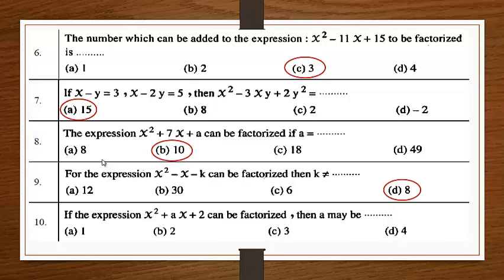For the expression x power 2 minus x minus k to be factorized, k doesn't equal 8, because 8 factorizes to 2 times 4 or 8 times 1, and in the two cases the difference will not be 1. If the expression x power 2 plus ax plus 2 can be factorized, then a may be 3, because 2 plus 1 equals 3.